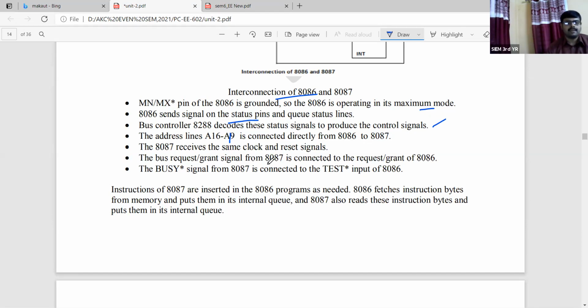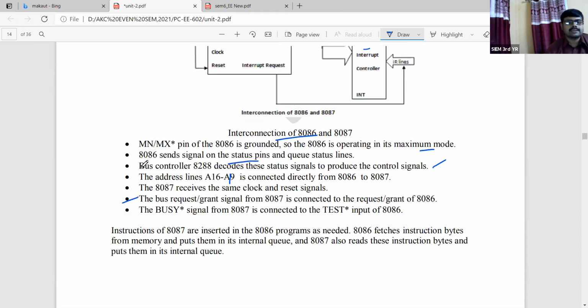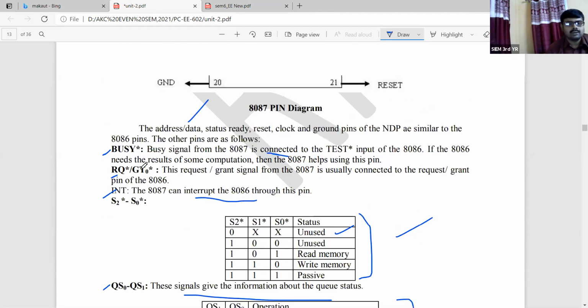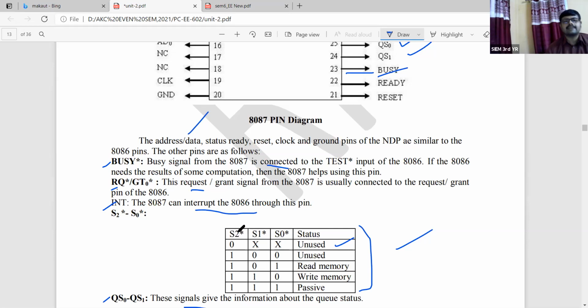Next point, the bus request grant signal from the 8087 is connected to the request grant of the 8086. Again, there should be a matching technique. The bus request grant signal from the 8087 should be connected to the request grant pin of the 8086, as we mentioned when discussing the pin configuration. We have highlighted this point.